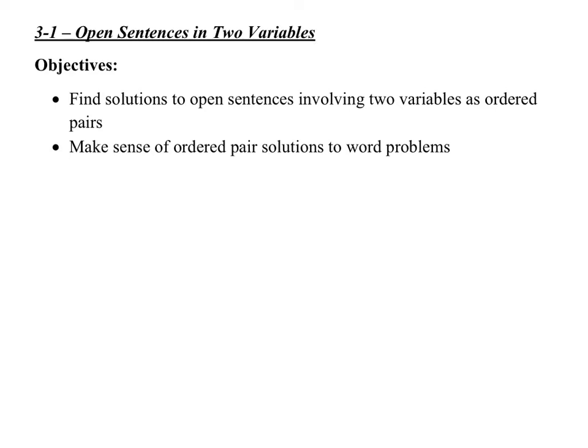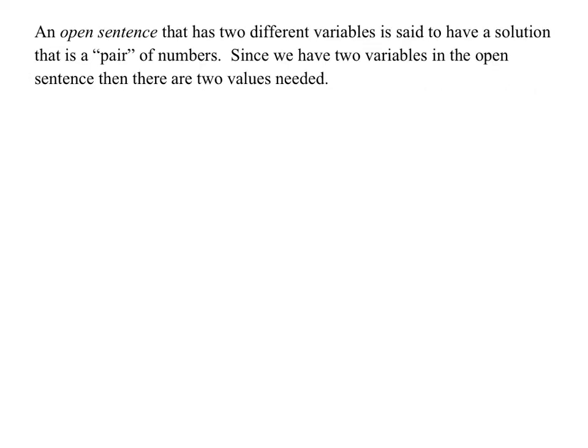We're going to talk about solutions to open sentences, and then we're going to talk about ordered pairs with word problems. Let's first start, okay, an open sentence that has two different variables is said to have a solution that is a pair of numbers. A pair of numbers. Since we have two variables in the open sentence, then there are two values that are needed. The question is figuring out what those values are.